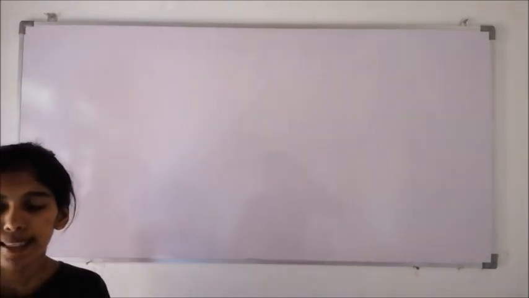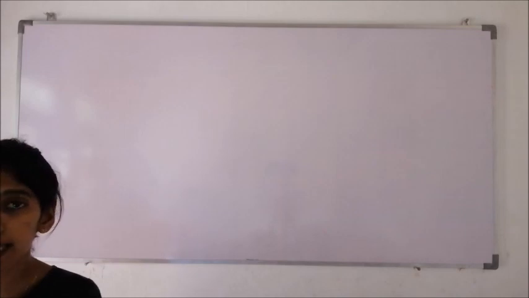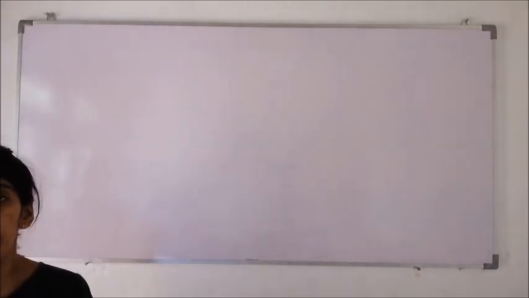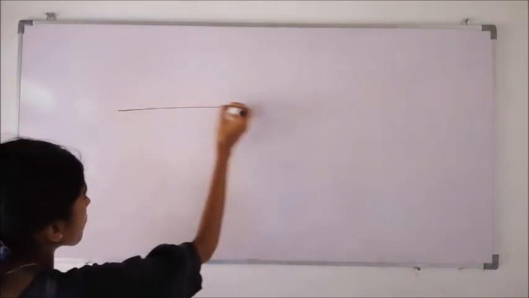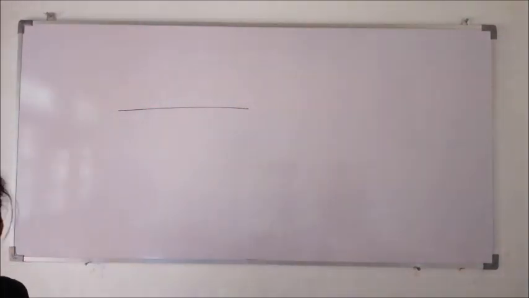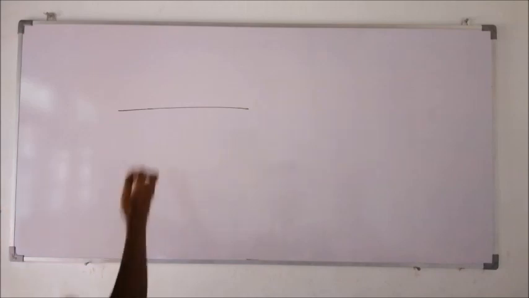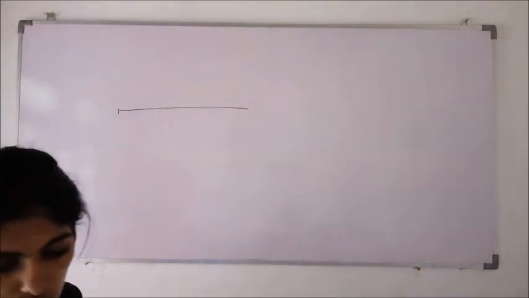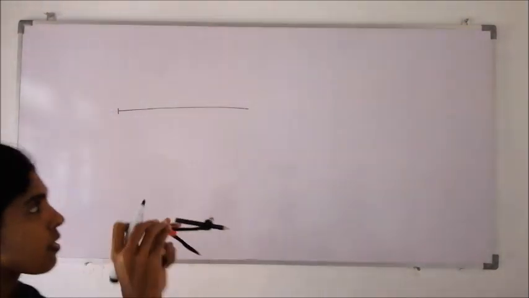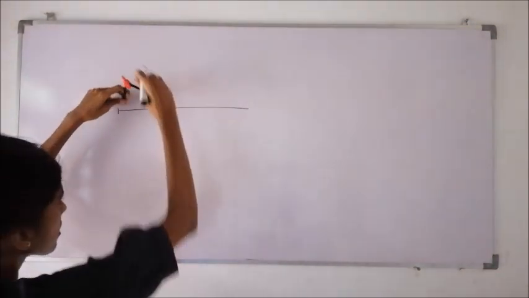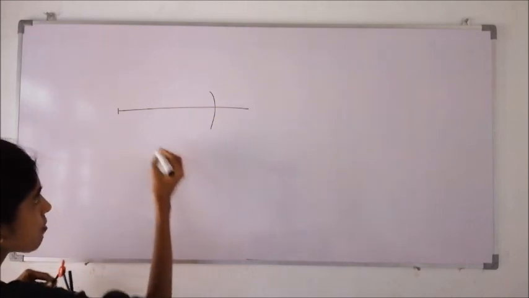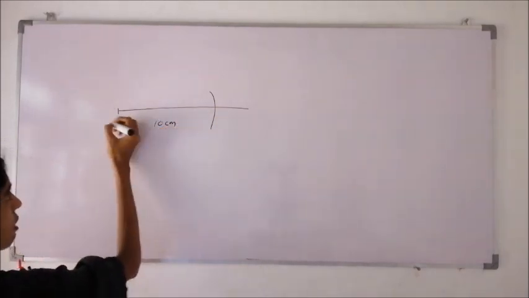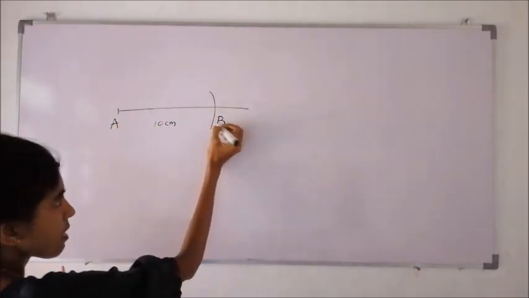Okay children, in this example, firstly, we need to draw a straight line segment of length 10 centimeters and name it as AB. So you can draw a straight line freely, and then with the help of the compass, measure 10 centimeters, mark one end point. Okay, after that you can mark 10 centimeters. From here I will mark that this is 10 centimeters. We will name that straight line as AB.